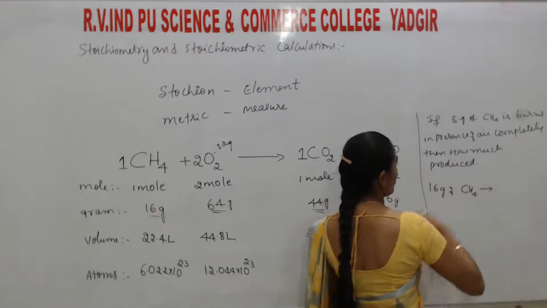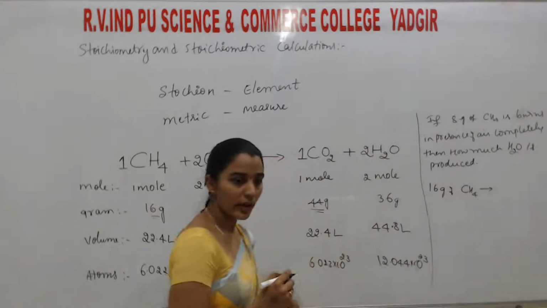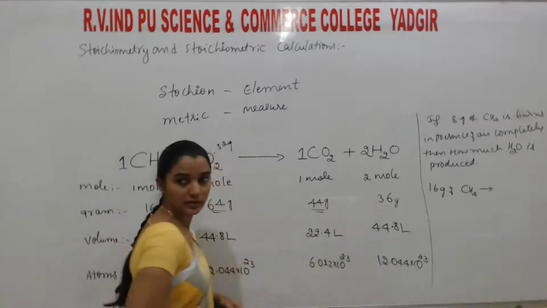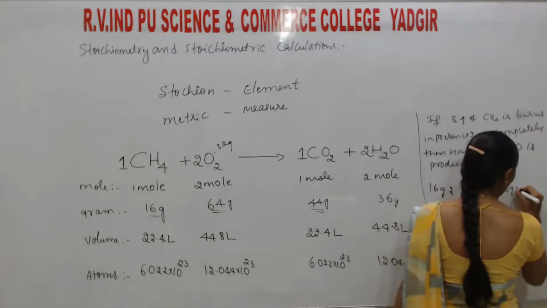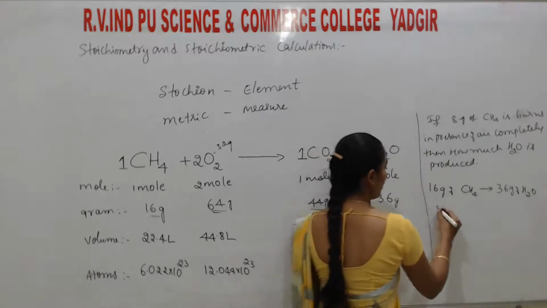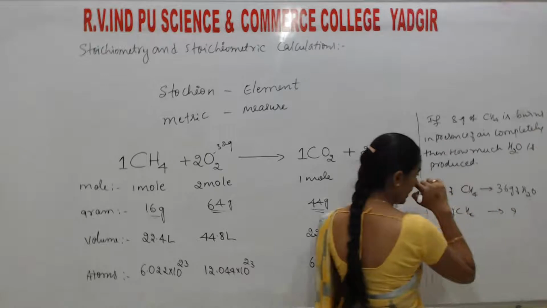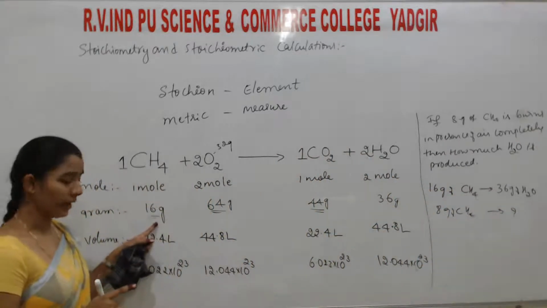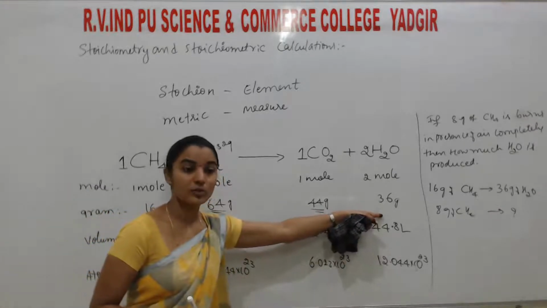If they ask how much H2O is produced, then in this reaction you have to take 16 and 36: 16 gram of CH4 gives 36 gram of H2O. Here we are given 8 gram of CH4. Then how many gram of water is formed? Listen here. To become 8 gram, this is divided by 2, so this one is also divided by 2. It should be 18 gram.